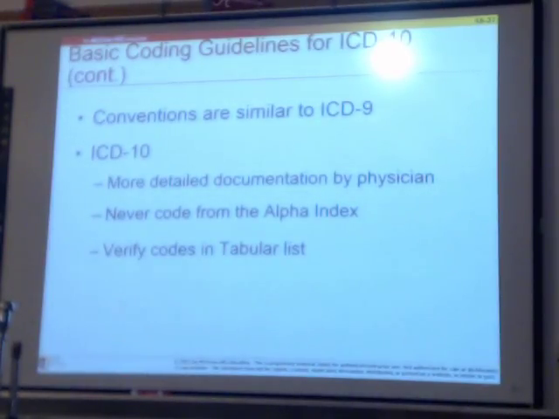Other coding guidelines: the ICD-9 and 10 are similar in their conversions. They are not similar in numbering, but they do give you the ability to pull more information out of the physician's note to code it better. You never want to code from the alpha index. Like, you never want to code basically just from the front appendix. Verify all the codes in the tabular list, which are generally colored. Okay.